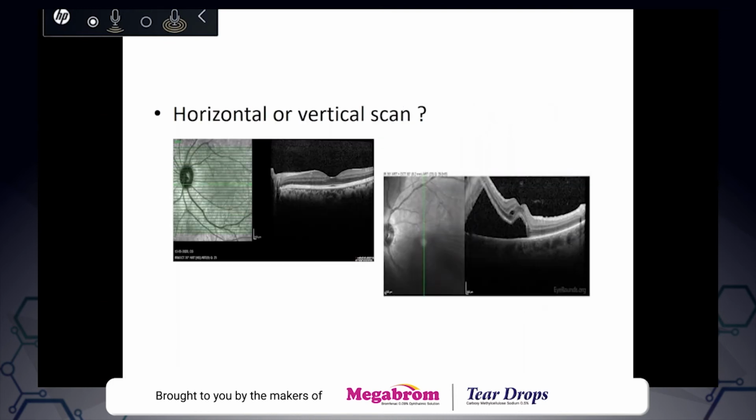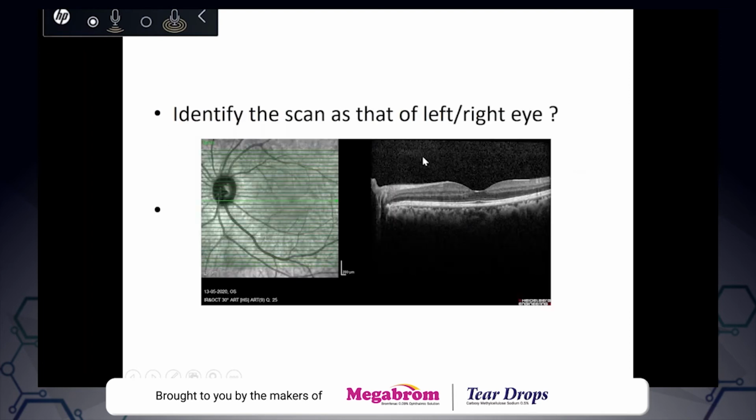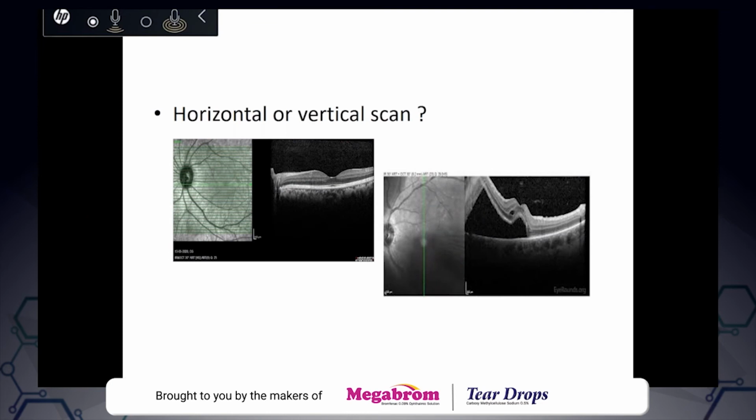So now, is it a vertical scan or a horizontal scan? Again look at this. You can see this mark here. This scan is going from the disc to the macula. So we can say this is a horizontal scan. Look at this. The scan is going from here upwards. So this is a vertical scan. So the examiner may ask you whether this is the right eye or the left eye, or whether it is a horizontal or a vertical scan.